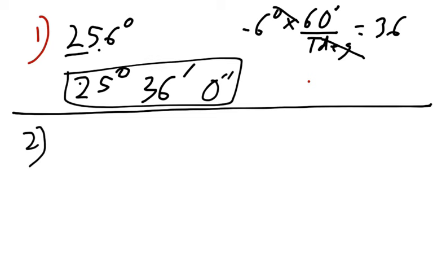Problem number 2. If I'm doing 1.5 rotations counterclockwise, counterclockwise is the positive direction, and we all know that there's 360 degrees in a rotation. So when I do 1.5 times 360, I get 540 degrees.